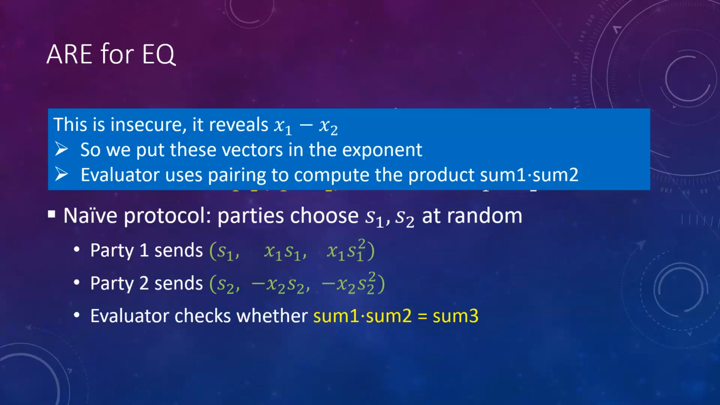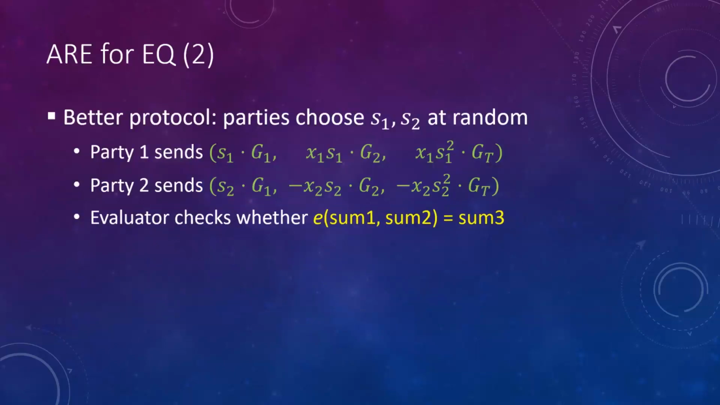Well, you put everything in the exponents. Once you do that, the evaluator still needs to compute the product, so you need bilinear math for that. So this gives you that protocol. We have these G1, G2, and GT, which are the generators in the two source groups and the target group of the bilinear map. The protocol otherwise is exactly the same, except instead of S1, you give the image of S1 in the first group instead of S2, etc. And the evaluator gets the three sums, and it needs to check that the product of the first two equals the third, which it does using the pairing.